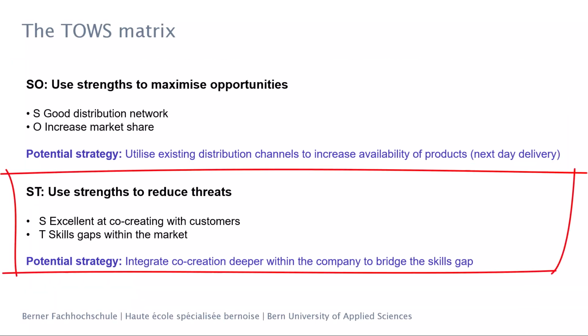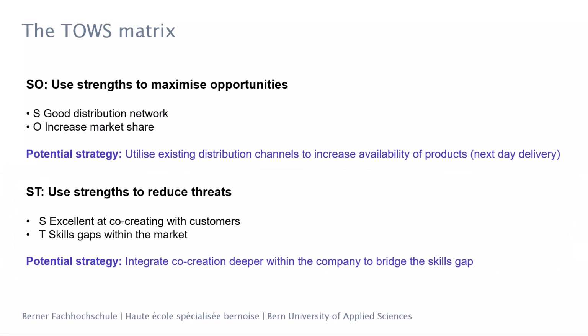If we look at the ST perspective, so to use strengths to reduce threats, we might be excellent at co-creating with customers, and that's a strength very clearly. And the threat, though, that we face might be that there are skill gaps within the market. We recognize that, we want to reduce that threat, and the strategy that we come up with might see us integrate co-creation deeper within the company in order to bridge these skills gaps. So you see how slowly we're beginning to recognize the status that we are in at the moment and looking at how we can change that status going forward by pursuing a particular strategy.